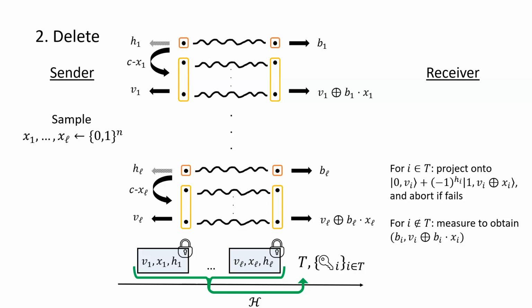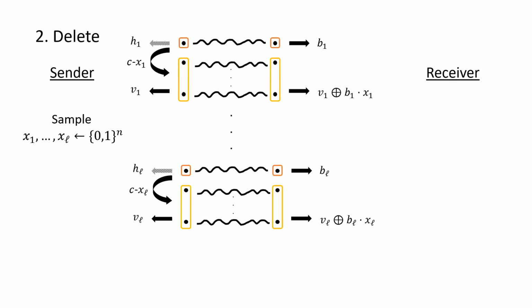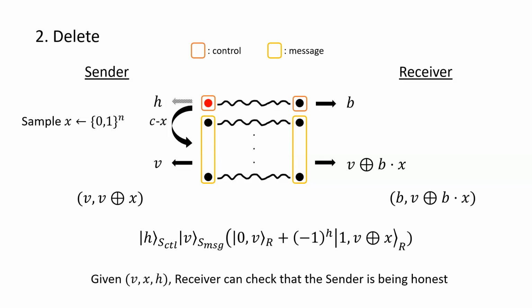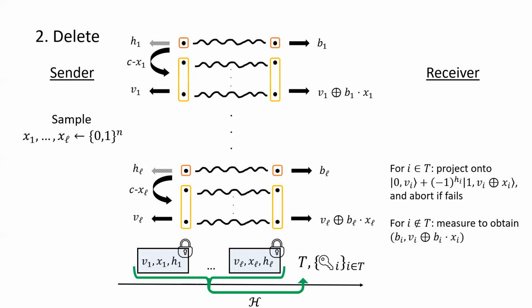For the check positions in T, he performs a different measurement, which was on this slide. In the honest case, those registers look like that on the R side, right? So he's actually going to perform a projection onto that state to check that Alice is being honest. For some of these positions, he receives V, X, and H, so he knows what projector to apply. Okay. And then for the positions not in T, he just measures in the computational basis to get the correlations. So you do need to do it in more than one basis. Yeah. Thanks.